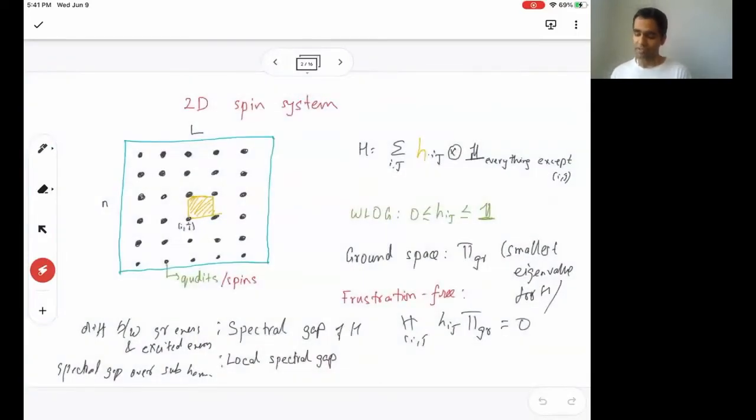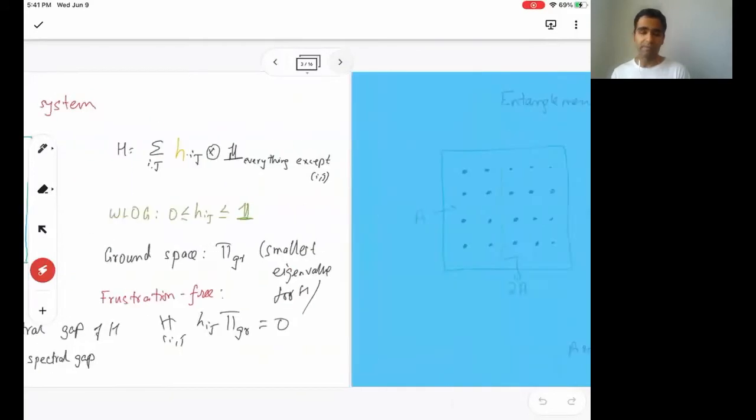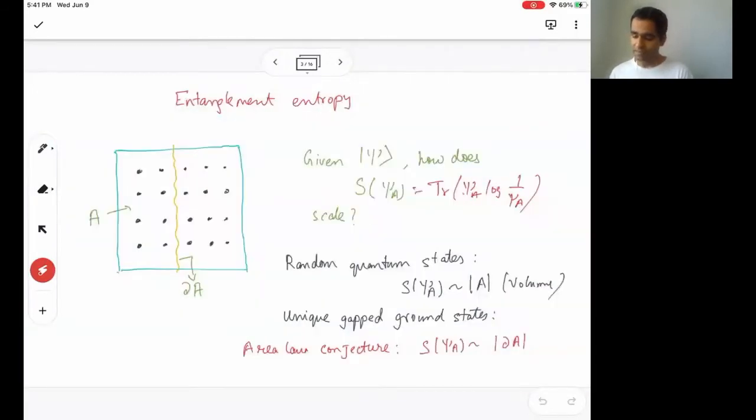And it is believed that if I have a gapped local Hamiltonian, not just frustration-free with a local gap, but rather a gapped Hamiltonian itself, then it is believed that the entropy scales as the length of the boundary of the region. So this is known as the area law conjecture, and essentially the main aim of the conjecture is to distinguish these ground states from random quantum states and to show that these ground states are somehow special. They have some special properties.